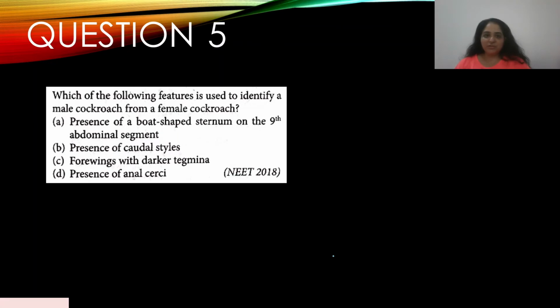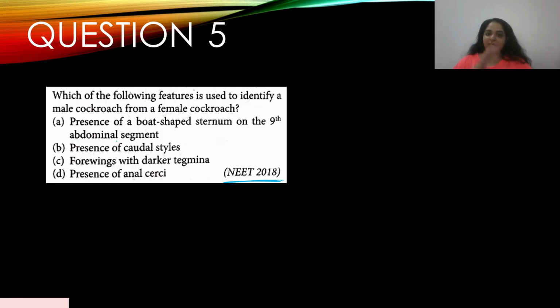Okay, so question number 5. Which of the following features is used to identify a male cockroach from a female cockroach? And this appeared in NEET 2018. A. Presence of a boat-shaped sternum on the 9th abdominal segment. B. Presence of caudal styles. C. Forewings with darker tegmina. D. Presence of anal cerci.